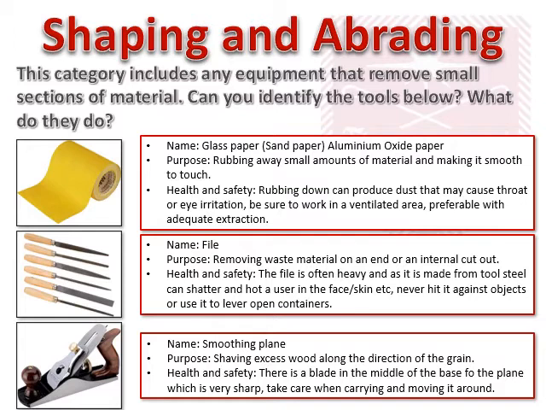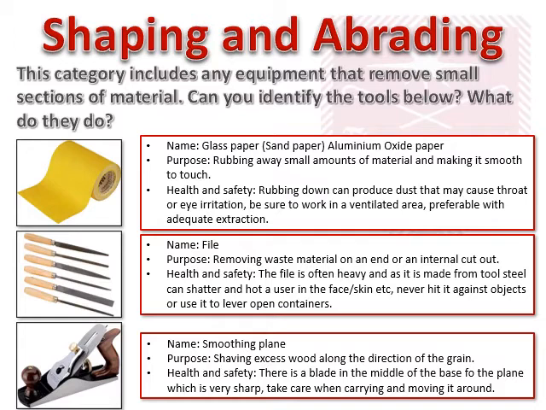We use that to rub away small amounts of material, making it smooth to touch, or just to take a little bit off, to take off markings and things like that potentially. Obviously, rubbing down can produce dust, so make sure you work in a ventilated area with adequate extraction. Extraction is when we have a tool or a machine that circulates the airflow and tries to take the dust out of the air, so you don't breathe it in.